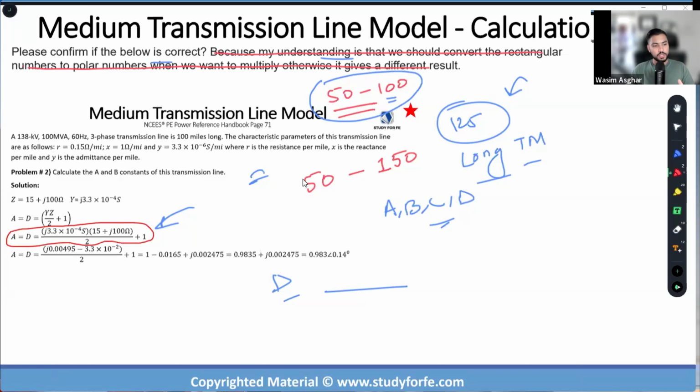It is true that when it comes to multiplication and division, polar is easier. Okay. It is true that when it comes to addition and subtraction, rectangular is easier. But it doesn't mean that only one of them is going to give you the right answer. Does it make sense?